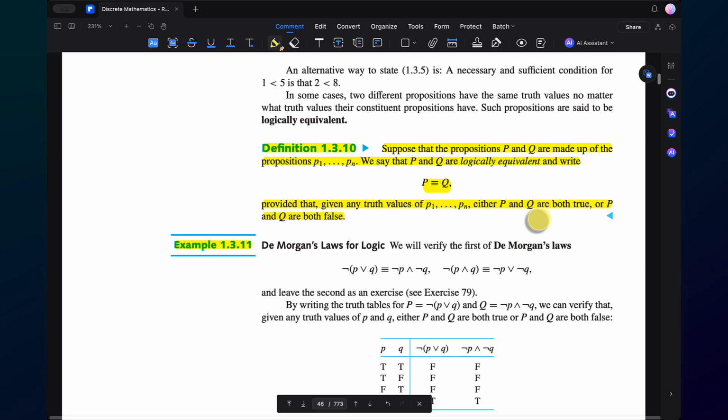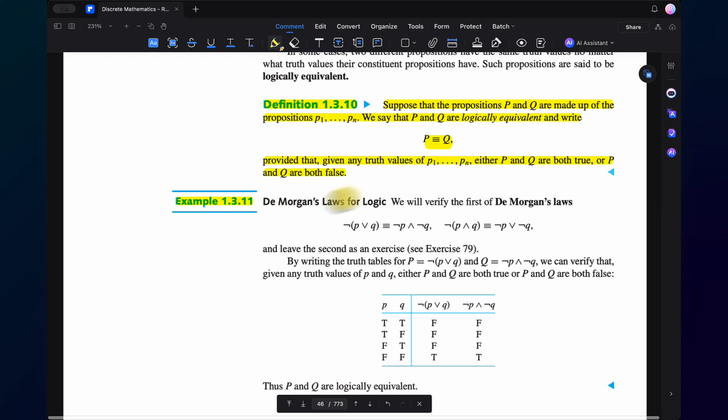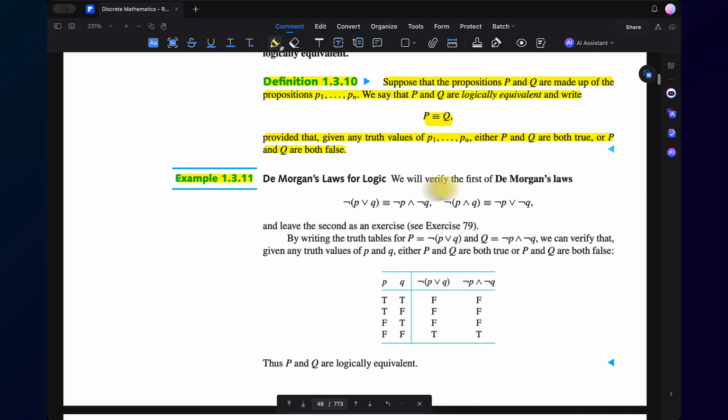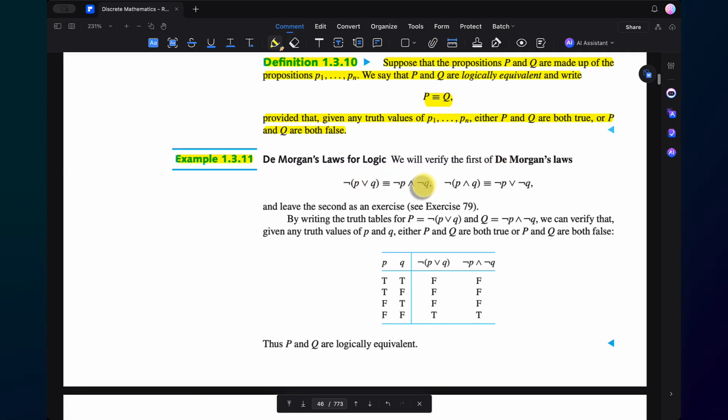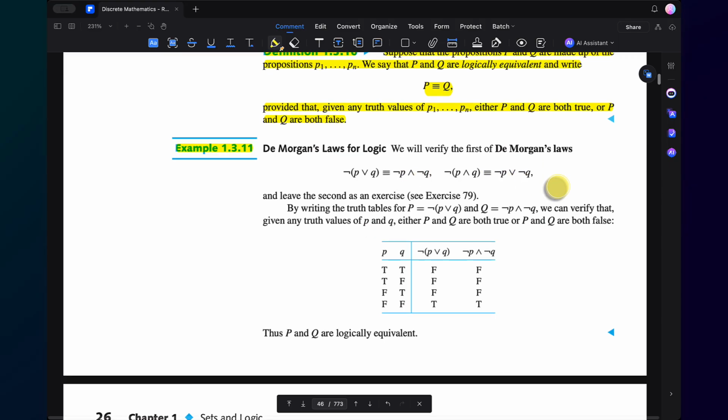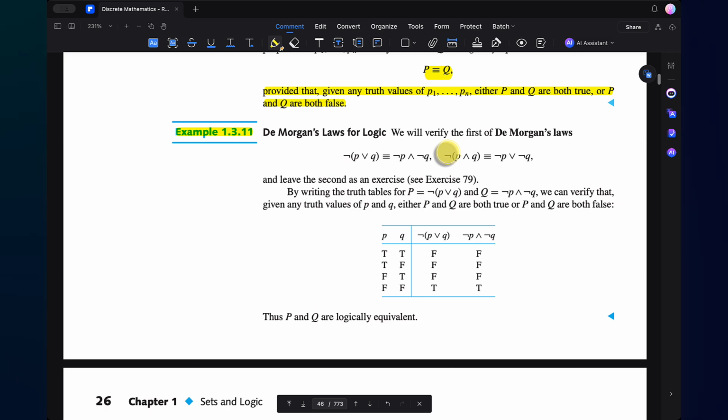All right, let's give an example. This is called De Morgan's law of logic. We're going to verify the first De Morgan's law. That is, that these two statements are logically equivalent. So not (P or Q), they're claiming, is logically equivalent to not P and not Q. And then the other one is not (P and Q) is logically equivalent to not P or not Q. So it's sort of like the distributive law of the not sign, except you have to change the logical connection to and or.